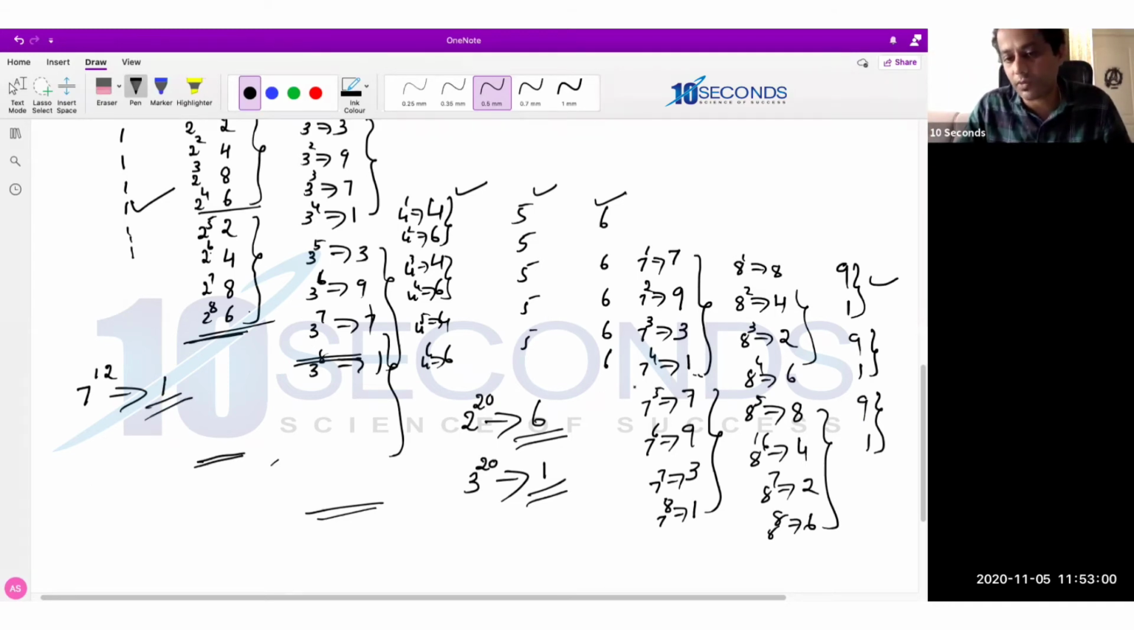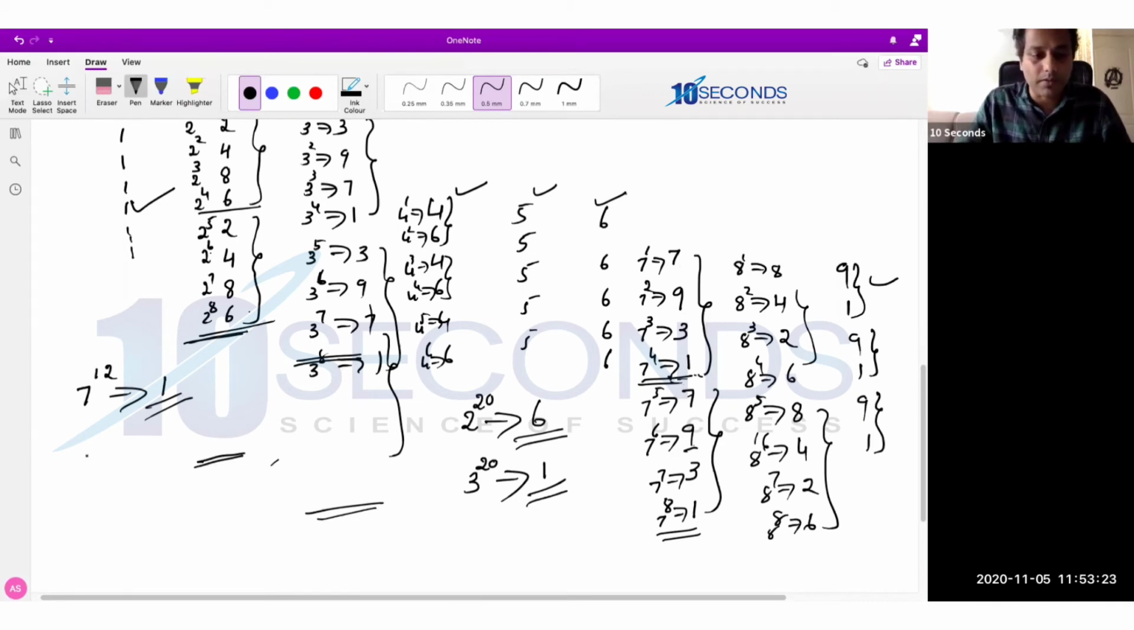7 power 4 ends with 1. 7 power 8 also ends with 1. 7 power 12 also ends with 1 only. What does 7 power 13 end with? 7. 14 ends with 9. 15 ends with 3. 16 ends with 1. 17 ends with 7. 18 ends with 9. 19 ends with 3. 20 ends with, back to, 1.